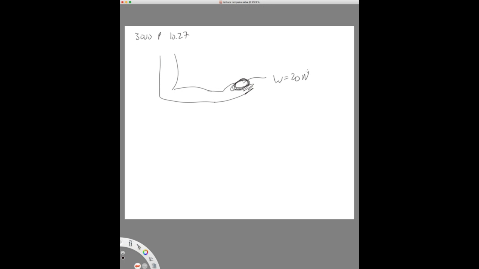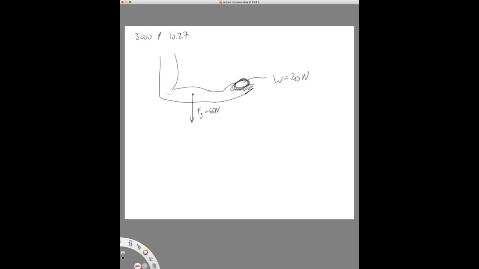And they say the lower arm weighs 65 newtons with the center of gravity as shown. So they're giving us a center of gravity that is off-center and saying that the force of gravity acting on the arm is 65 newtons.